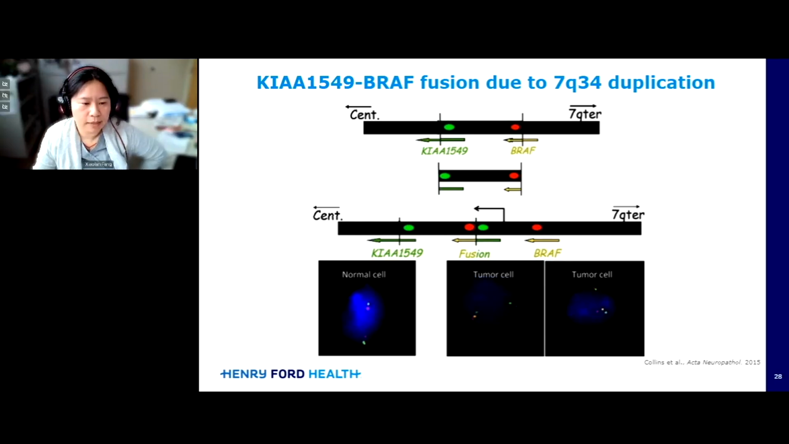So this is the common fusion arrangement involved in the 7q34 duplication, where you can see the long arm of chromosome 7 is here, and on 7q34 the tandem duplication results in a fusion of BRAF and KIAA1549. So it is the fusion between the 5' end of KIAA1549 and the 3' end of the BRAF gene that codes for the kinase domain. The fusion gene codes for the BRAF kinase domain together with the N-terminal part of KIAA1549, replacing the BRAF regulatory domain. So it's pretty unique, and it activates the downstream signals regulated by BRAF. Here they show the FISH results for those. This is the normal cell. In the tumor cell, you can see the fusion signals.